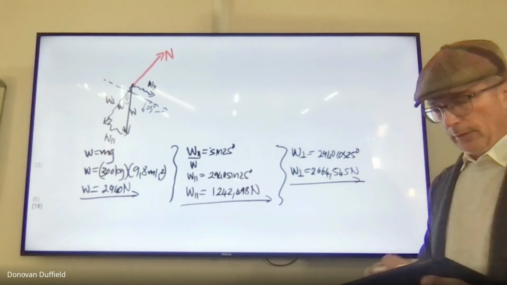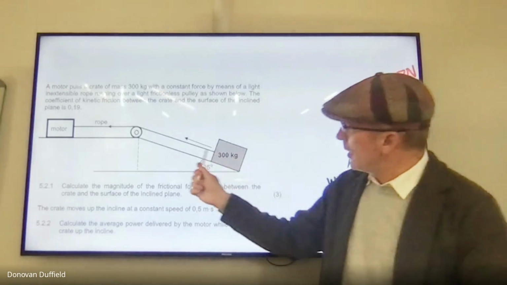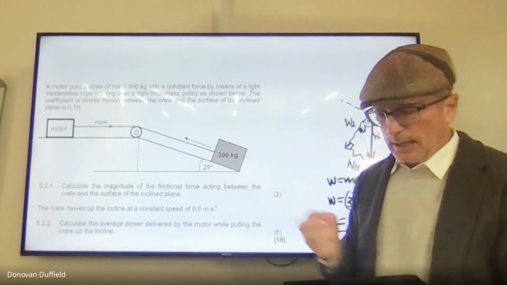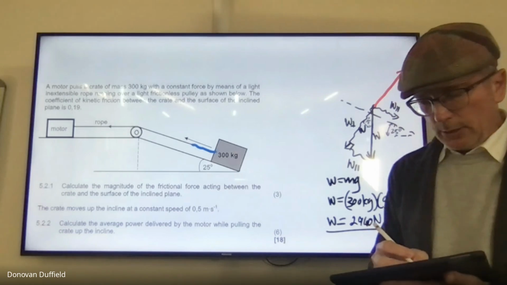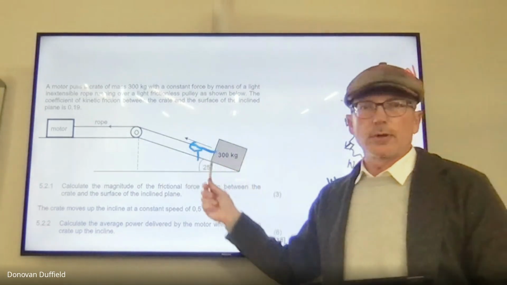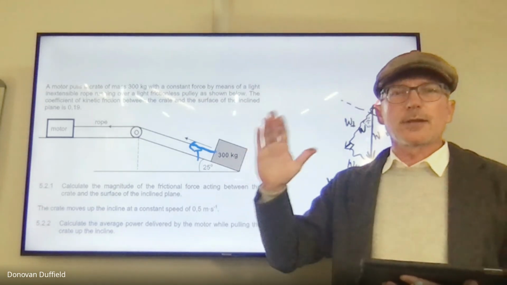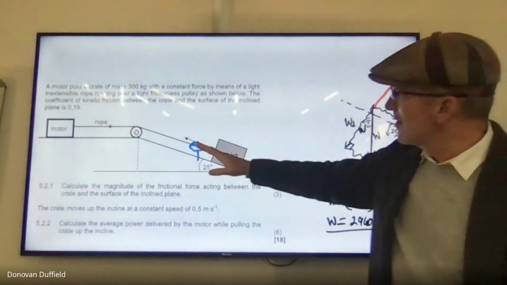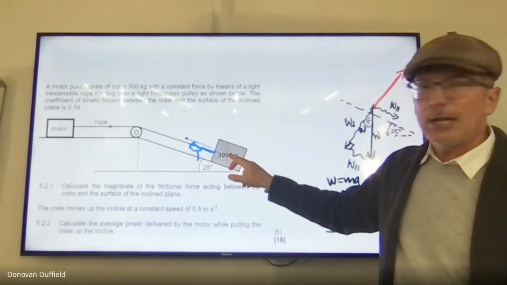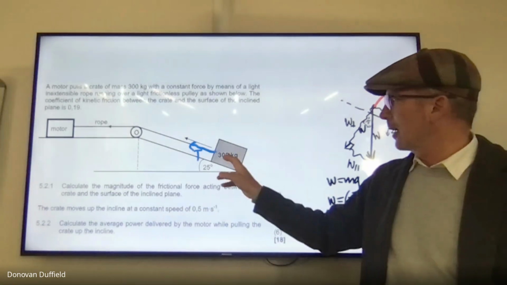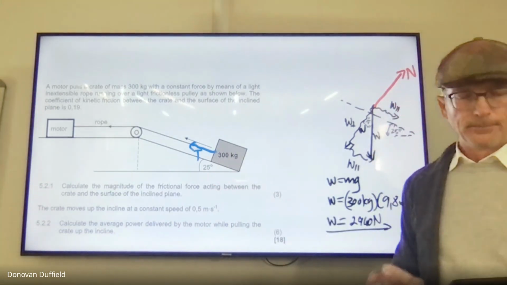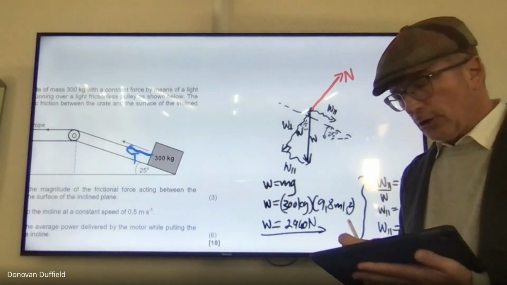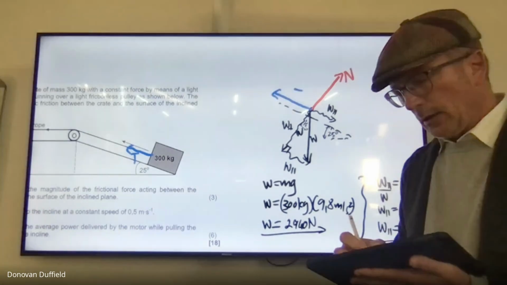Because of the nature of the system, this cable is pulling parallel to the slope, so there's no component of the tension force that is anything other than parallel to the slope. So there's no perpendicular component. Nothing in this tension is going to add to or take away from the interaction between the slope and the block.